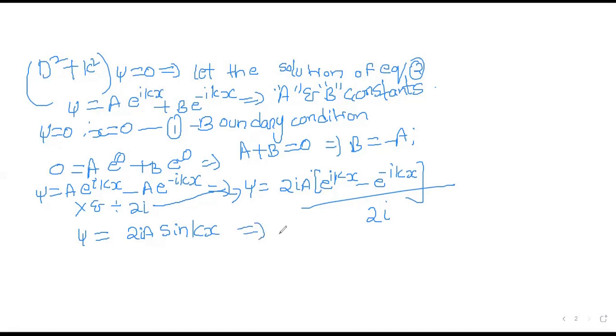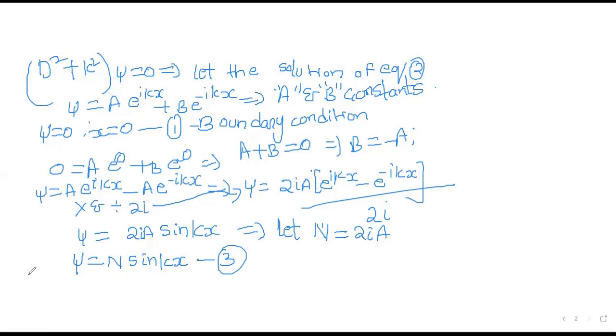So instead of writing 2iA, let N be equal to 2iA. So instead of 2iA, you can just write ψ = N sin kx. So ψ is equal to N sin kx. Now let us consider this as equation number 3: ψ = N sin kx.